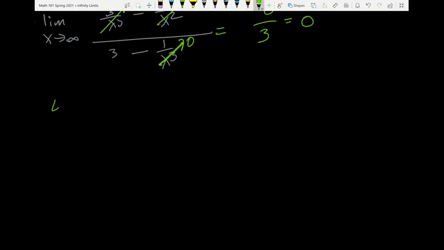All right, let's try this one. Limit as x goes to infinity of 5x to the 3 halves over 4x to the 3 halves plus 1. Try that one.